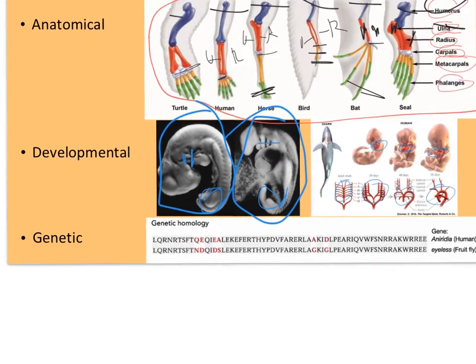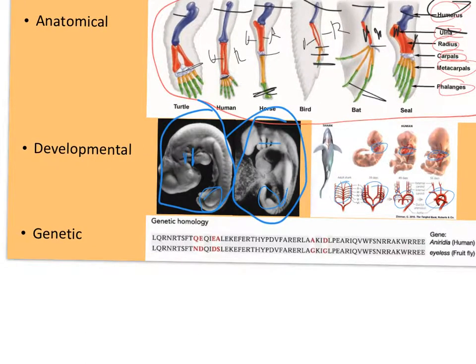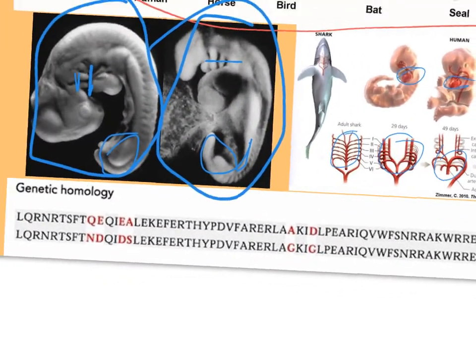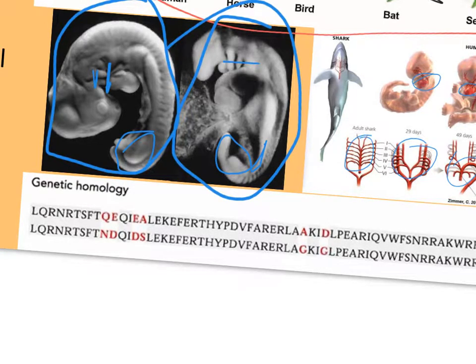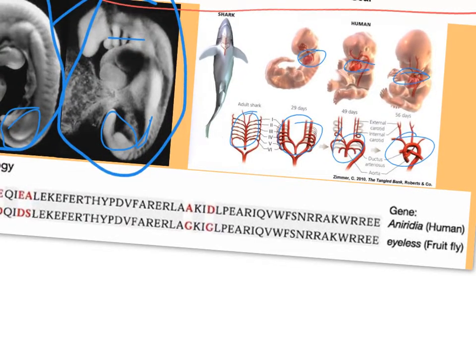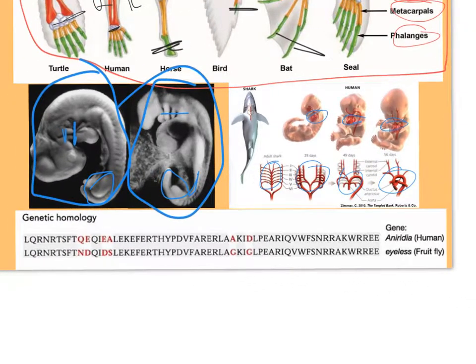And then finally, we can have genetic homology. And we can say that these are different amino acids, or we could also say, let's say, if they were genetic, they would be either a C or a T, or an A or G. But you can see, hold on a second. So this is a gene called aniridia. On the bottom, we have a fruit fly. And on the top, we have a human. You see how these are identical amino acids?